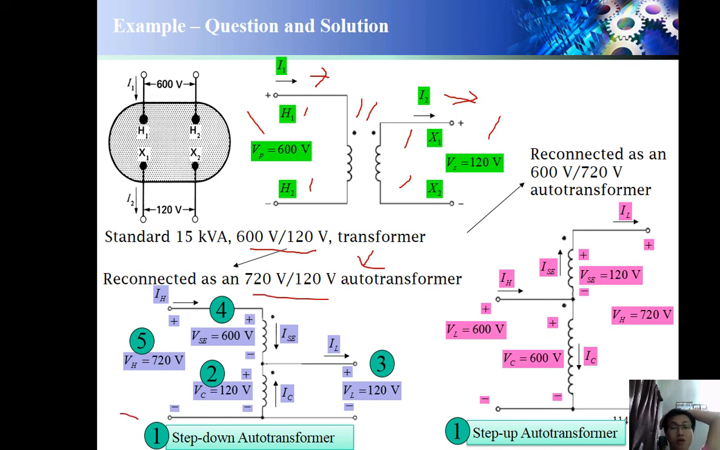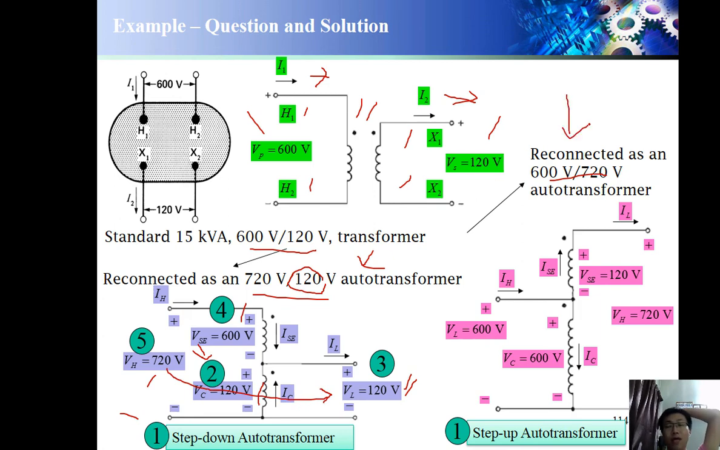First, we need to know what this is. It is a step down transformer. This is step up, right? So first we identify the step down auto transformer. Second, we need to find the common one. The common is 120, so I need to know 120, 120. So 120, the third one. Fourth, we put another one as the top, 600. And then we compute to make sure it is 720. Okay? So it becomes 720, transformed into 120.